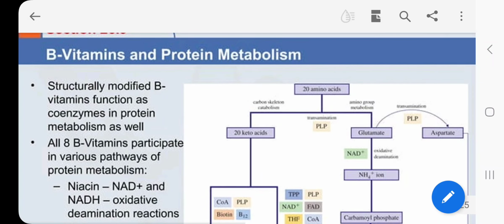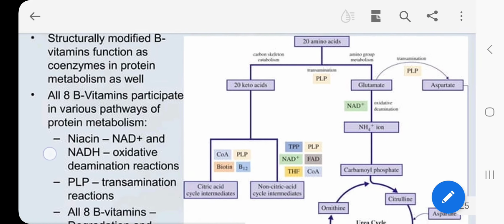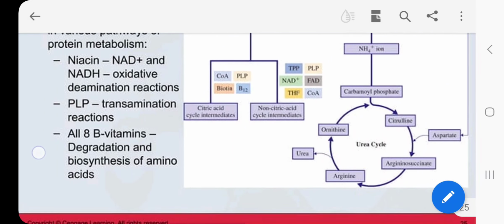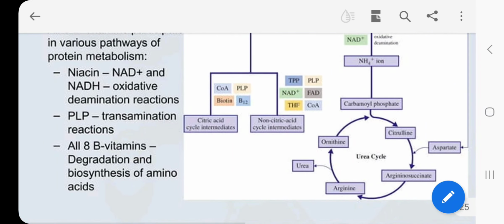So lastly, we have B vitamins and protein metabolism. Structurally modified B vitamins function as coenzymes in protein metabolism as well. So 8 B vitamins participate in various pathways of protein metabolism. Niacin, dun sa NAD+ and NADH, also in oxidative deamination reaction. We have PLP in transamination reaction, and all 8 B vitamins in degradation and biosynthesis of amino acids.